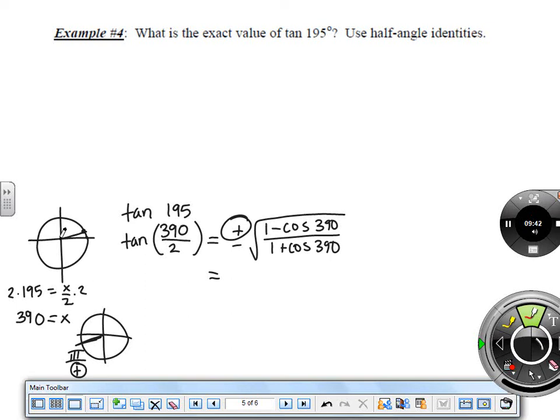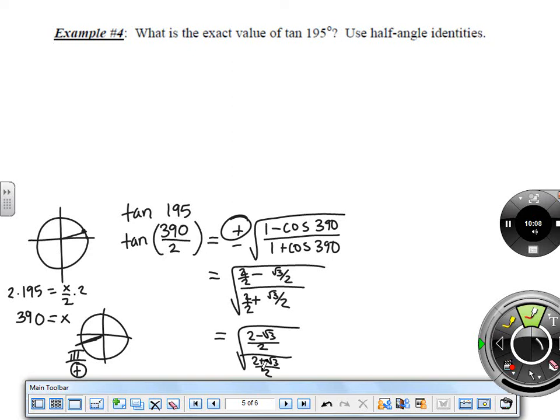is like the same thing as a 30-degree angle. So this is going to be positive. 1 minus the cosine of 30 degrees is root 3 over 2. 1 plus root 3 over 2. If I make common denominators in both, so if I write these ones as 2 over 2, I have the square root of 2 minus rad 3 over 2 being divided by 2 plus rad 3 over 2.